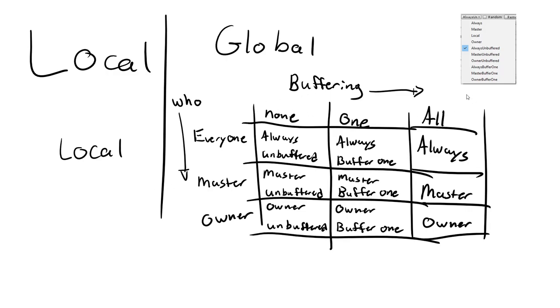Buffering is the only way to sync triggers for late joiners. There are 3 different types: unbuffered or none, buffer one, and buffer all. Unbuffered means it does not save anything for late joiners. This is good for one-time events like playing a burst of particle effects or playing a sound. Late joiners do not need to see this when they enter the room.